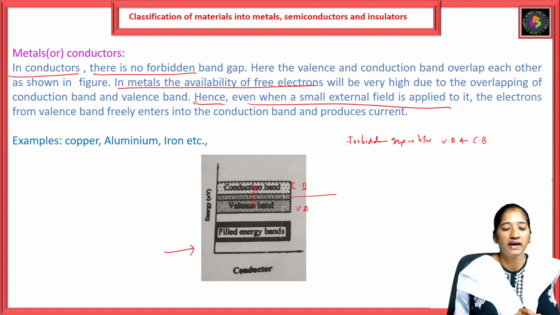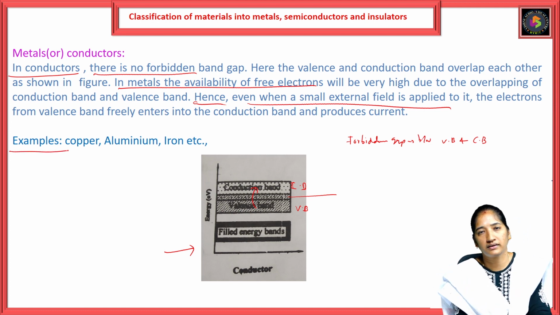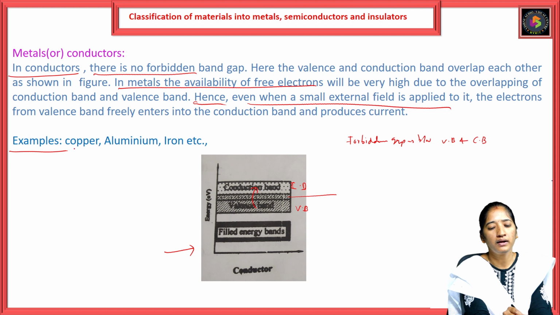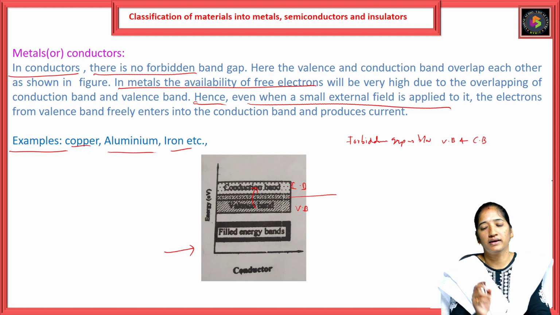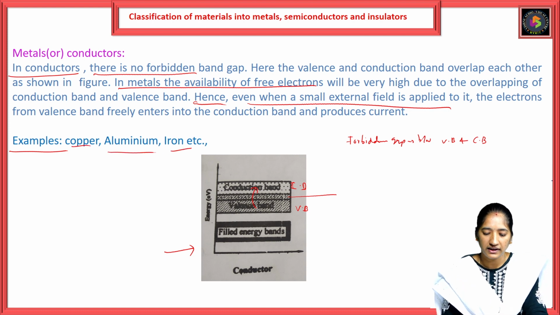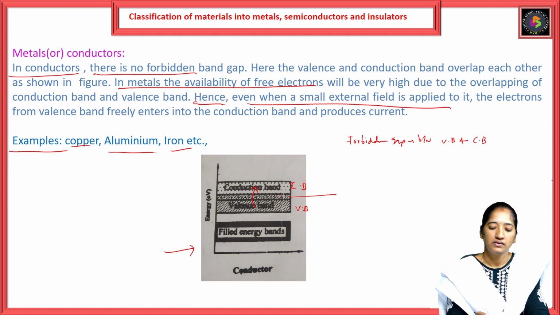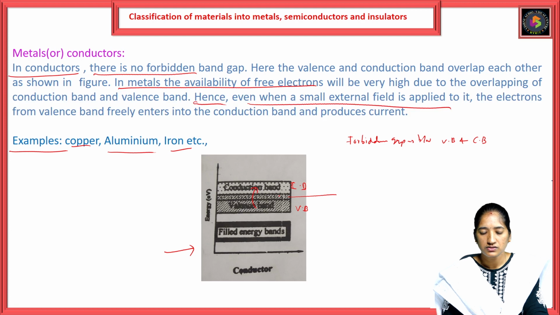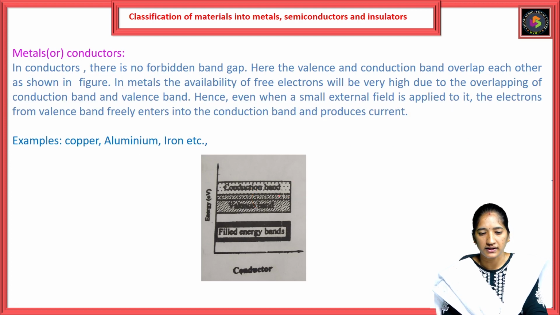each other. What are the examples of conductors or metals? Copper, aluminium, iron, etc. So this is a diagram for the metals. Here the overlapping is there. So there is no forbidden band gap in the metals.